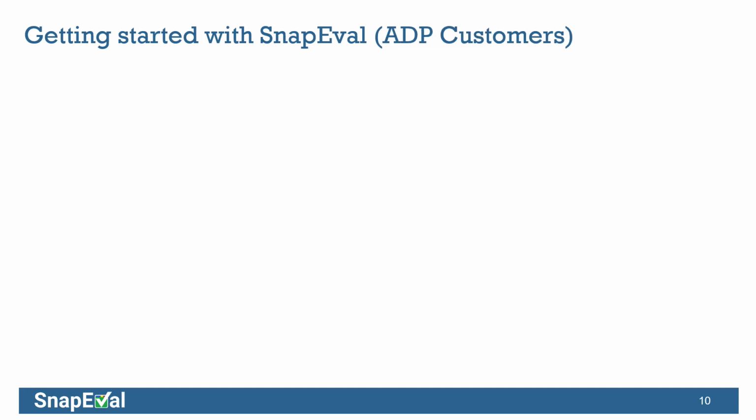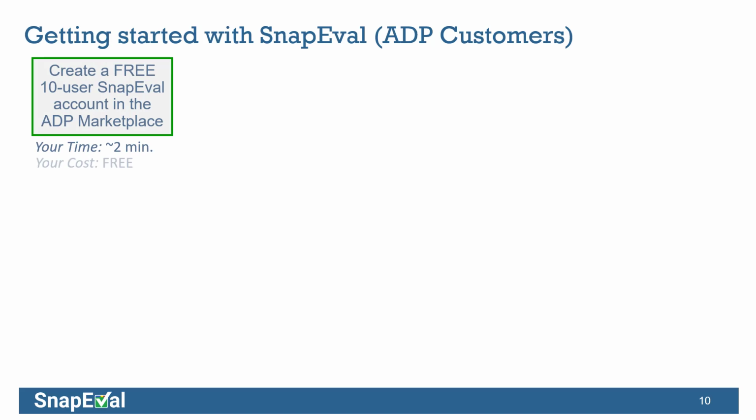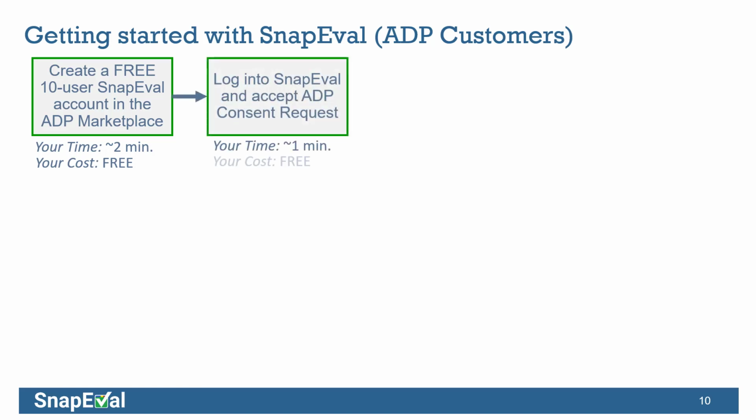If you're an ADP customer, the process is pretty similar but just slightly different. Instead of going to SnapEval.com and signing up, you're going to go to what's called the ADP Marketplace, which is ADP's app store of third-party applications that integrate with the ADP payroll tools. So you're going to sign up for a free 10-user account for either SnapEval for ADP Workforce Now or SnapEval for Run powered by ADP in the ADP Marketplace. And again, it's a free 10-user account. It'll take you about 2 minutes to sign up for it.